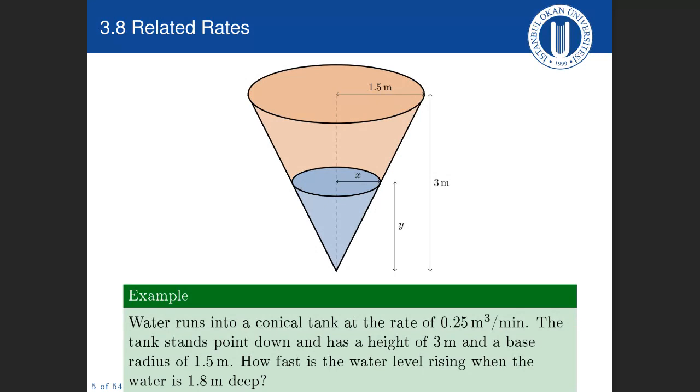Or another example. Let's suppose we have a water tank which is shaped as a cone with the point downwards. Let's suppose our water tank is 3 meters tall, and the biggest radius is 1.5 meters. We're going to be pumping water into this water tank at the rate of 0.25 cubic meters per minute. So then the question is, if the water is 1.8 meters deep, how fast is the water level rising?